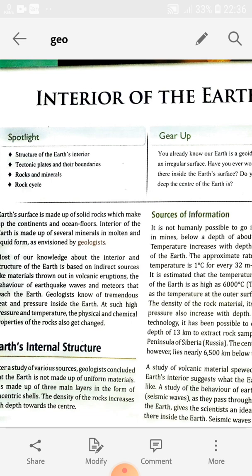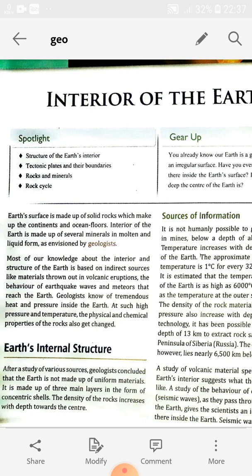The first thing is the structure of the earth's interior, then tectonic plates and their boundaries, rocks and minerals, and lastly the rock cycle. So let's start with the information of the chapter.